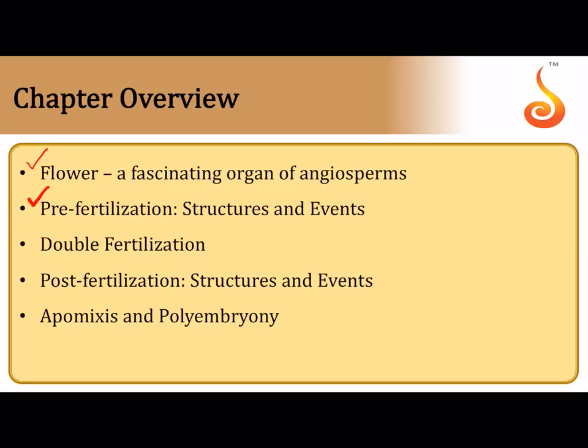If you remember, we have discussed microsporogenesis and megasporogenesis, isn't it? Then we have to discuss a unique fertilization process called double fertilization. We will also be discussing post-fertilization structures and events. And lastly, in this chapter, we will be dealing with apomixis and polyembryony.